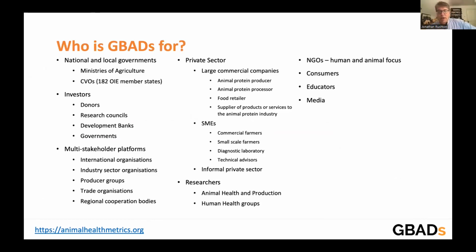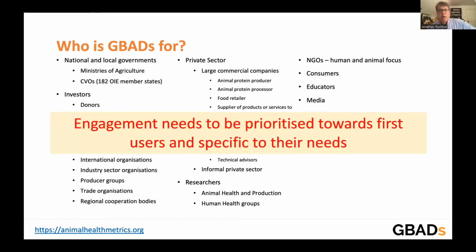One of the things we've been challenged with quite a lot by our funders, our main funder is the Bill and Melinda Gates Foundation, is who's this for? So who actually needs this? And we see a range of different users of this kind of information. It could be governments, it could be the private sector, it may well be investors in terms of supporting that livestock sector. But what we want to do is make sure that we provide information that is useful in terms of people's needs to make better decisions with regards to animal health and animal health investments.